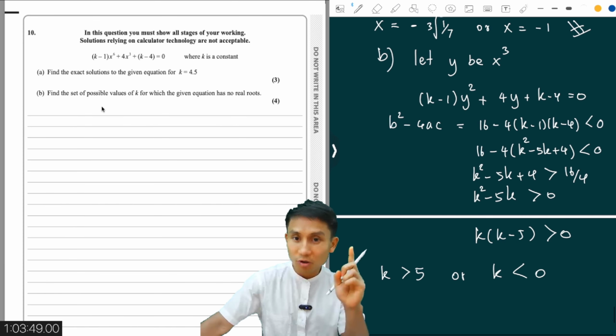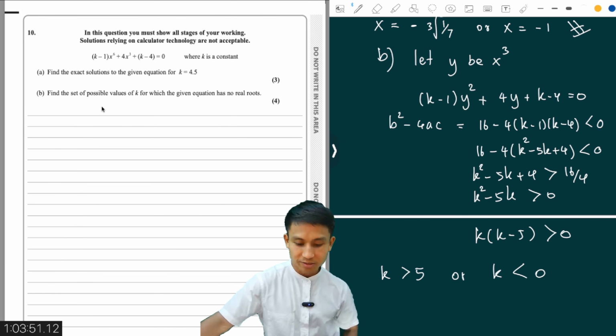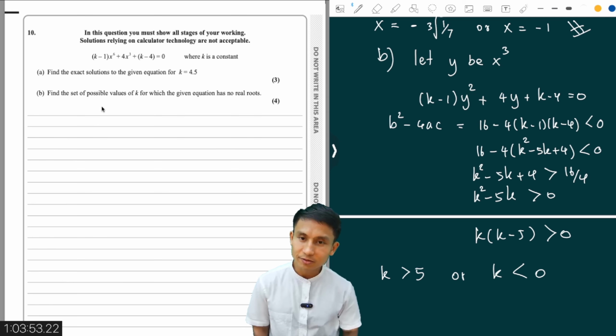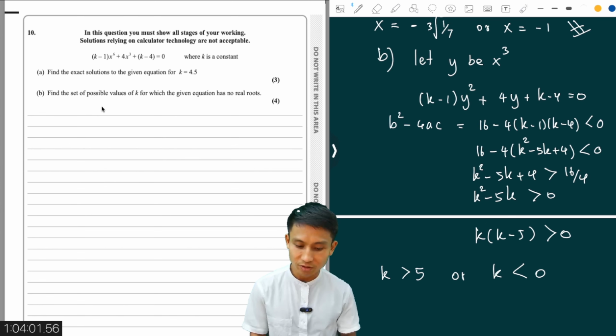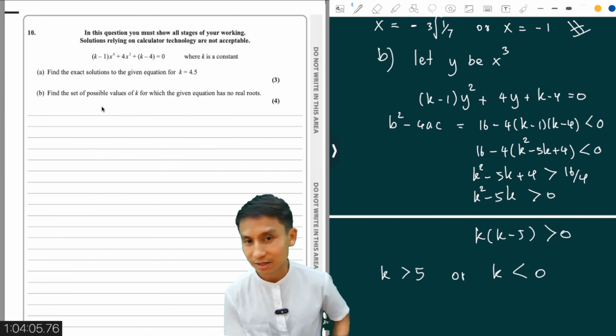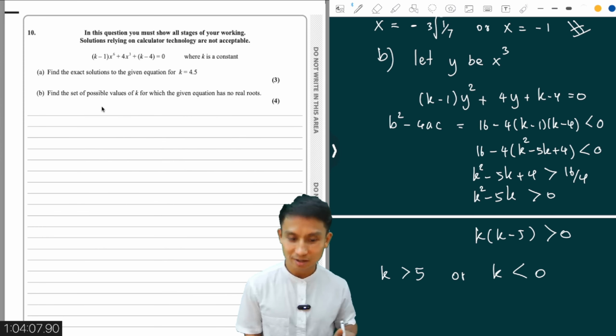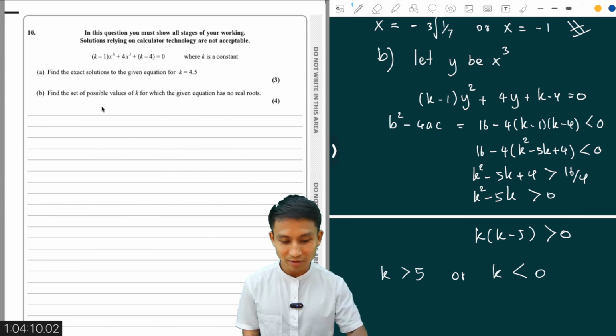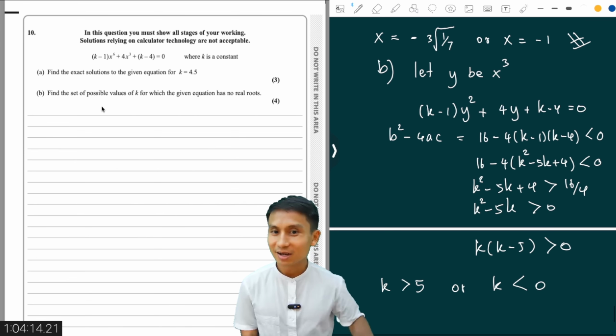So let's see, 4.5 is not in our range, right? Because 4.5 has 2 real solutions. It should be greater than 5 or less than 0, but 4.5 is not in the range. So that makes sense. That kind of helped verify that we are okay here, at least for one anecdotal evidence there. Here, yeah, set of possible values.